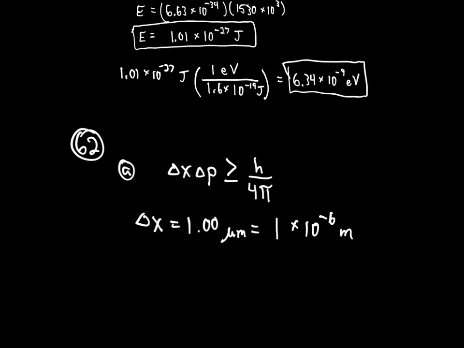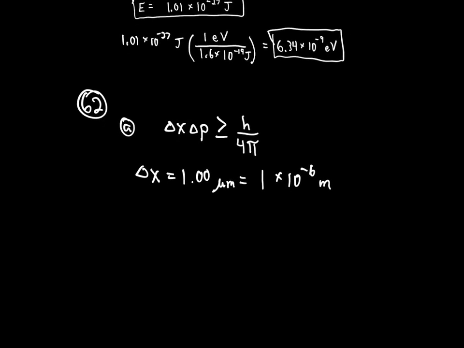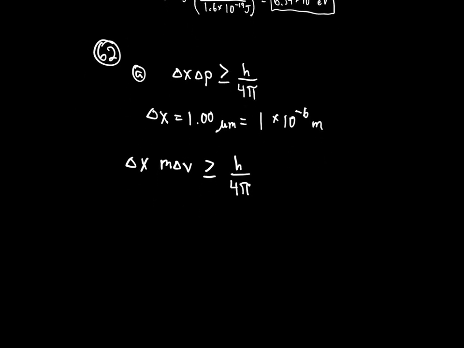Okay, I need to find the minimum uncertainty in velocity. How do I find that? I don't even see a velocity in there. Air conditioning's back, so I can't hear again. p equals mv, right? So I can have delta x times m times delta v is greater than or equal to h over 4 pi, because p is also equal to mv. Then I can solve this for delta v. Delta v is greater than or equal to h divided by 4 pi, and then I also divide by the delta x and the mass.